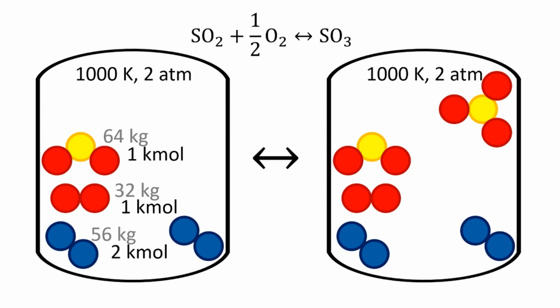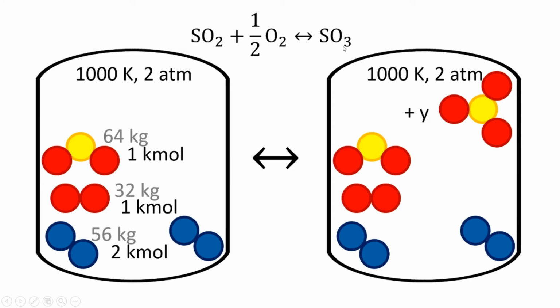Okay, now this system reaches equilibrium, and part of my SO2 and O2 have reacted to form SO3 according to this reaction equation. I don't know exactly how much, that's actually what I want to calculate. And so I'm just going to say it's Y. I have some amount Y of SO3 that has been formed by reaction.